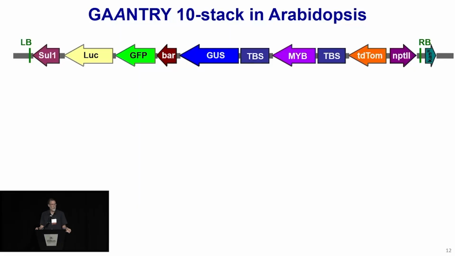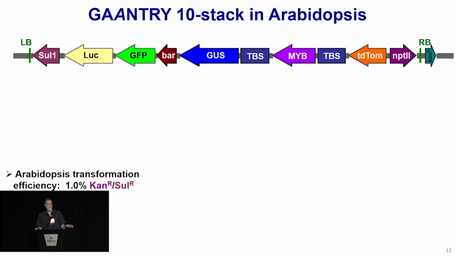Okay, so, all right, now I'm getting to the point that I jumped ahead for, which is how does it work in plants? Well, the easiest plant to test when we initially were testing this system is, of course, Arabidopsis with floral dip transformation. So what we did is traditional floral dip transformation using the 10-stack strain. And then we took the T1 seed and plated it on 2 selection agents simultaneously, both kanamycin and sulfadiazine. And of the seed we plated, 1% of them were resistant to both antibiotics.